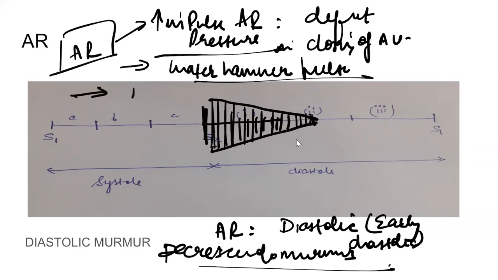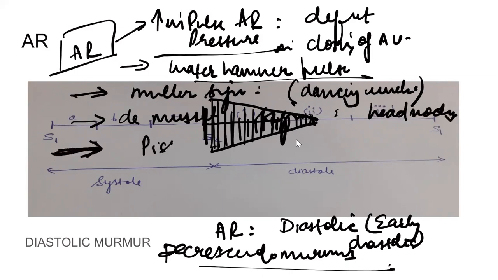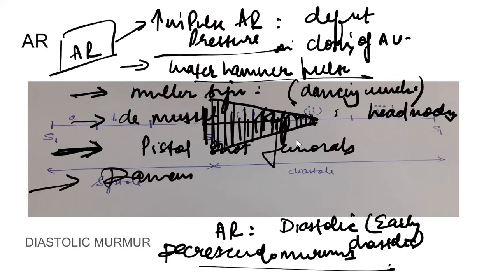We can have various signs like Muller sign, in which there is dancing uvula. We can have De Musset sign, in which there is nodding of head. Then we have pistol shot femorals, dancing carotids.